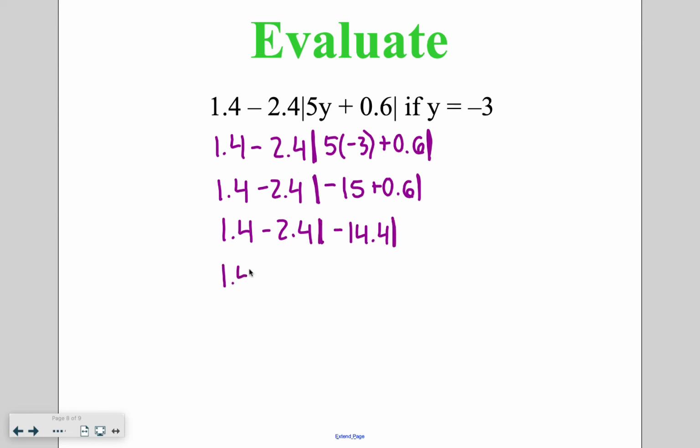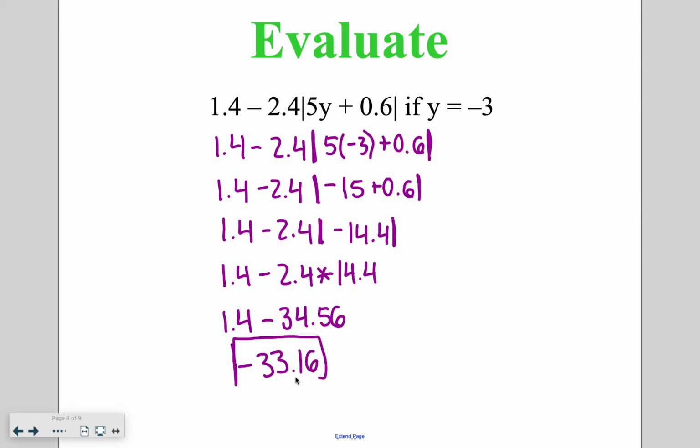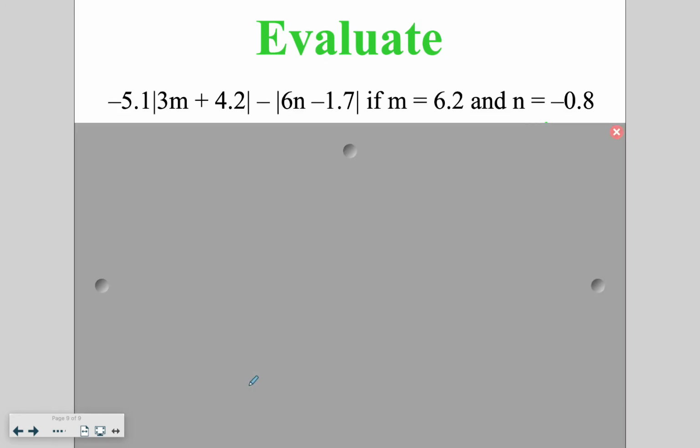Now I'm at the step where the absolute value needs to be solved. So I've got 1.4 minus 2.4 times the absolute value of that, which is going to be +14.4. It's 14.4 spaces away from 0. Continuing on with PEMDAS, I'm going to do the multiplication next. So I've got 1.4 minus, when I do that multiplication, I get 34.56. And finishing up, 1.4 minus 34.56 is going to give me -33.16. Go ahead and try this one on your own.